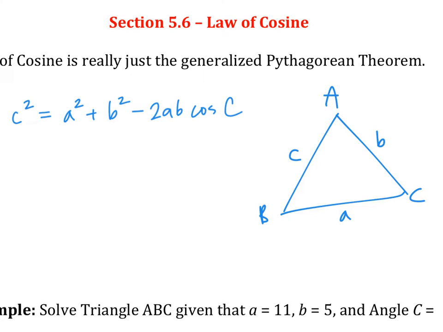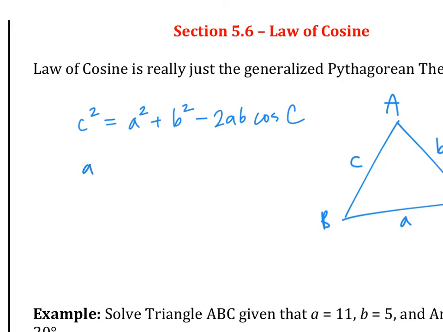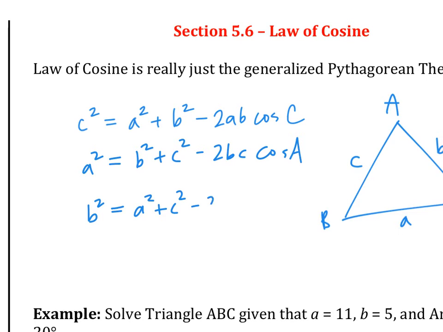All right, so go ahead and write down the other 2 formulas. You're going to start with a squared, and then you're going to start with b squared. Okay, so a squared is going to be b squared plus c squared minus 2bc cosine a. And b squared is a squared plus c squared minus 2ac cosine b.